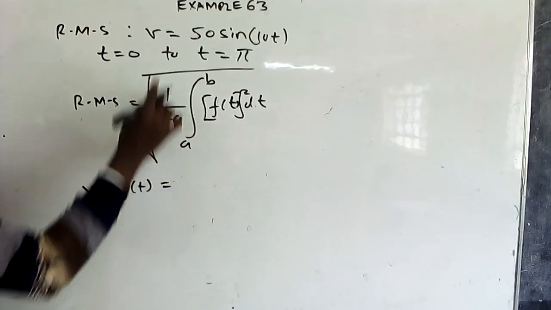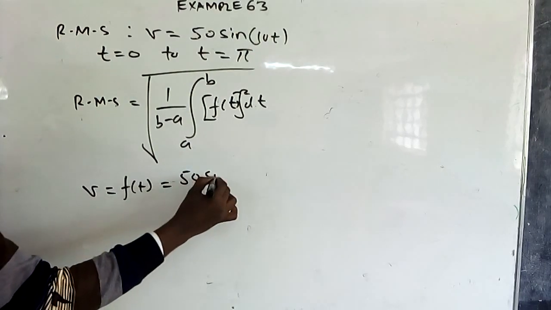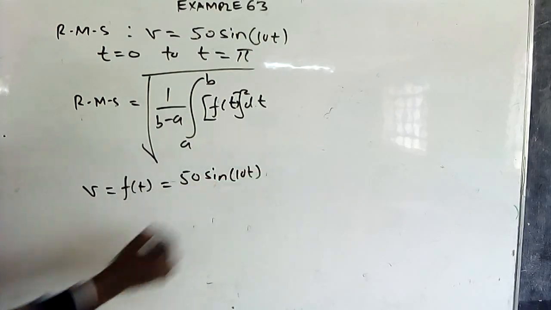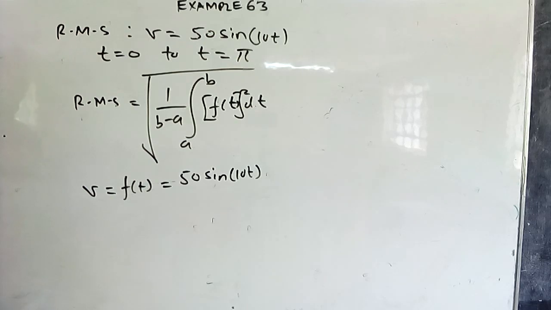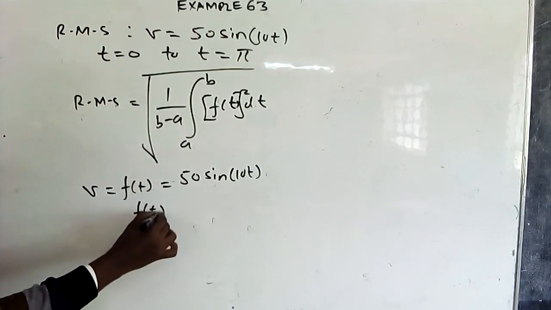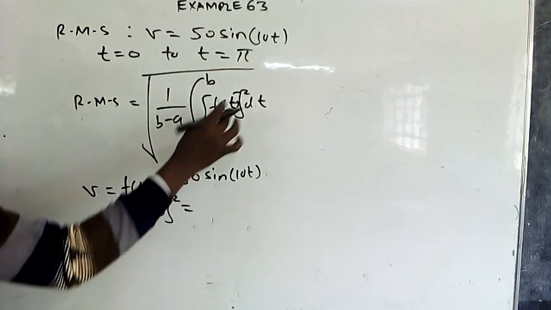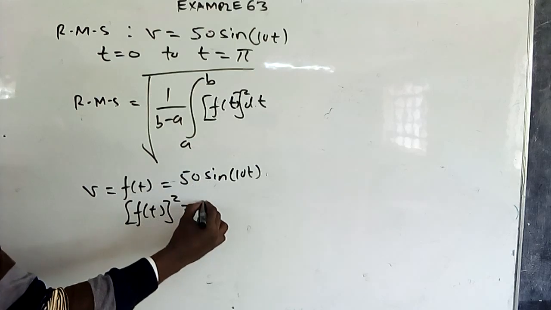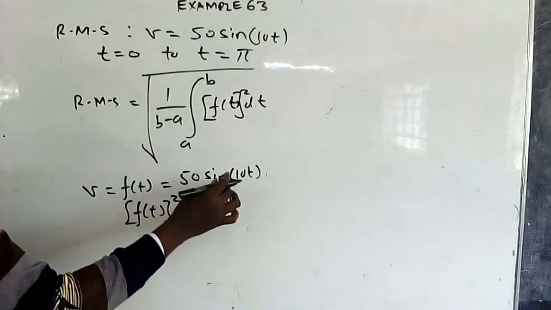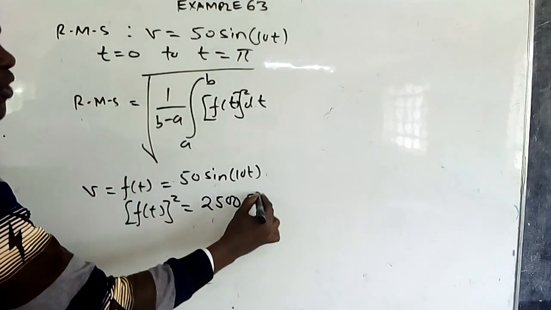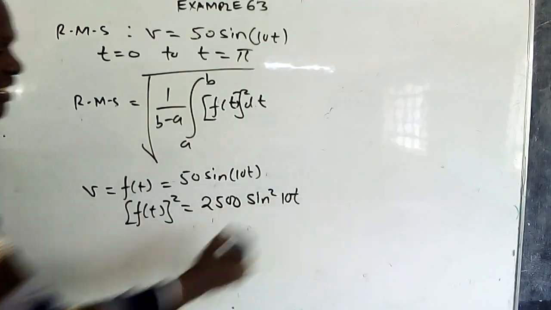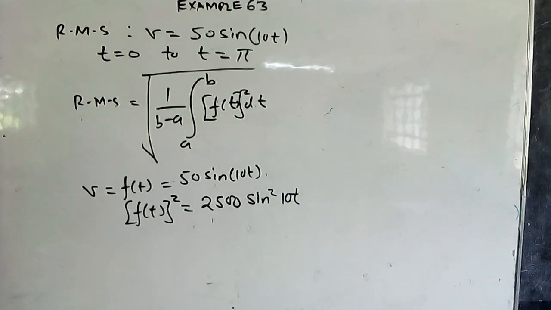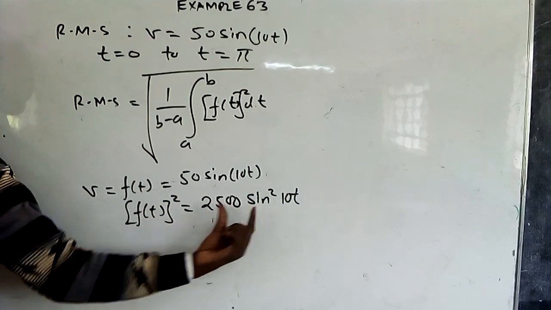So f of t is equal to 50 sine 10t. But what do we want? We want f of t squared. So we square 50 sine 10t. When you square 50, you get 2,500, and squaring sine 10t, you get sine squared 10t. This is now f of t squared.